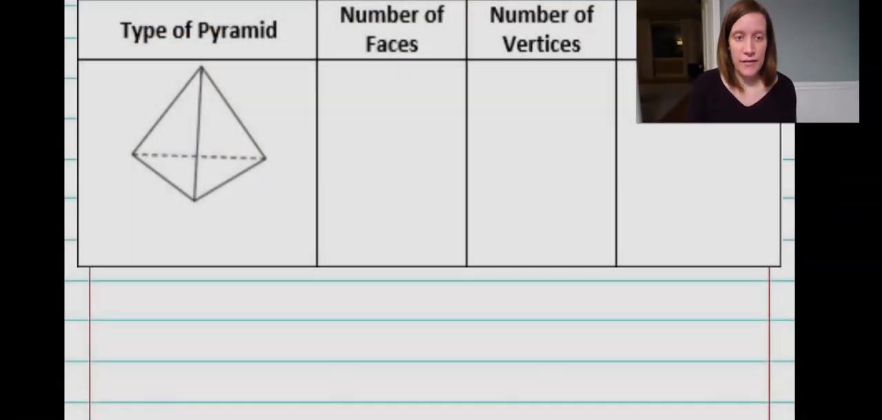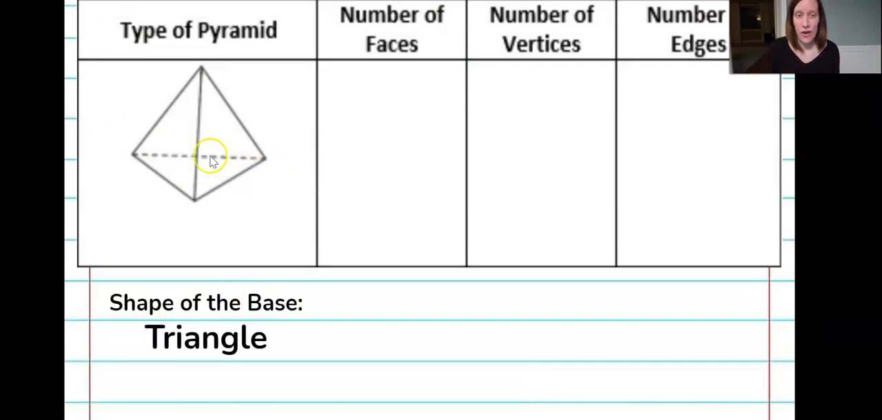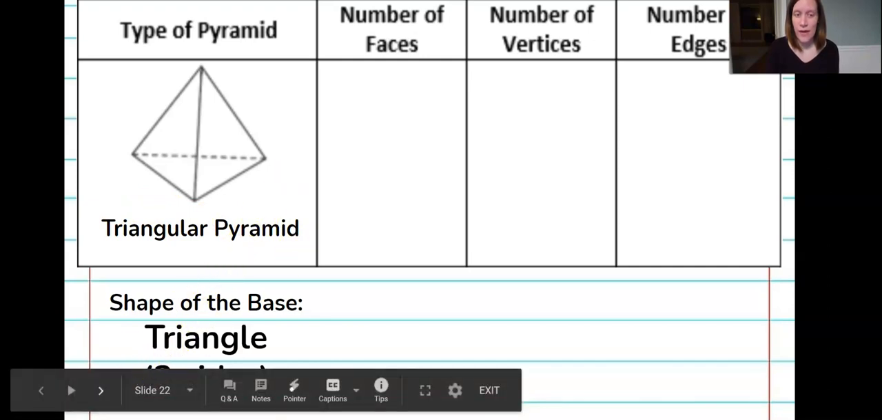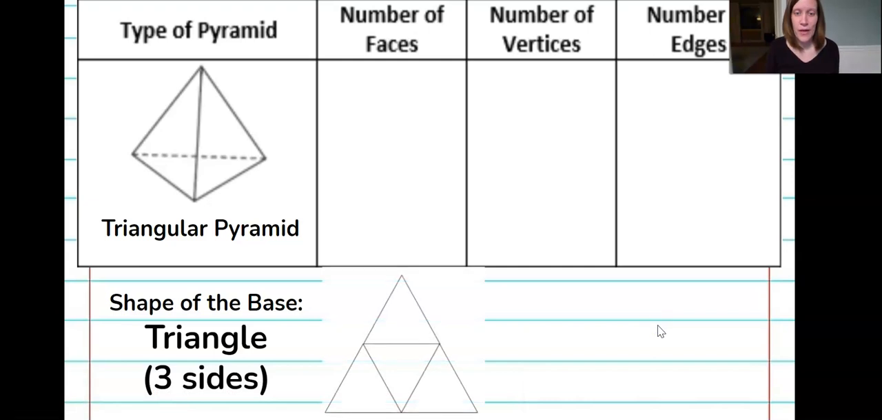So now this one is a triangular pyramid because the base is a triangle. In this shape right here, you can see it's a triangle. So it has three sides and it's a triangular pyramid. Again, you're going to be writing triangular pyramid right here on your chart. And then we're going to use that three sides to help us. So just like with the prisms, the shape of the base is going to help us know the number of faces, vertices, and edges. Here's what that net looks like when we open it up.